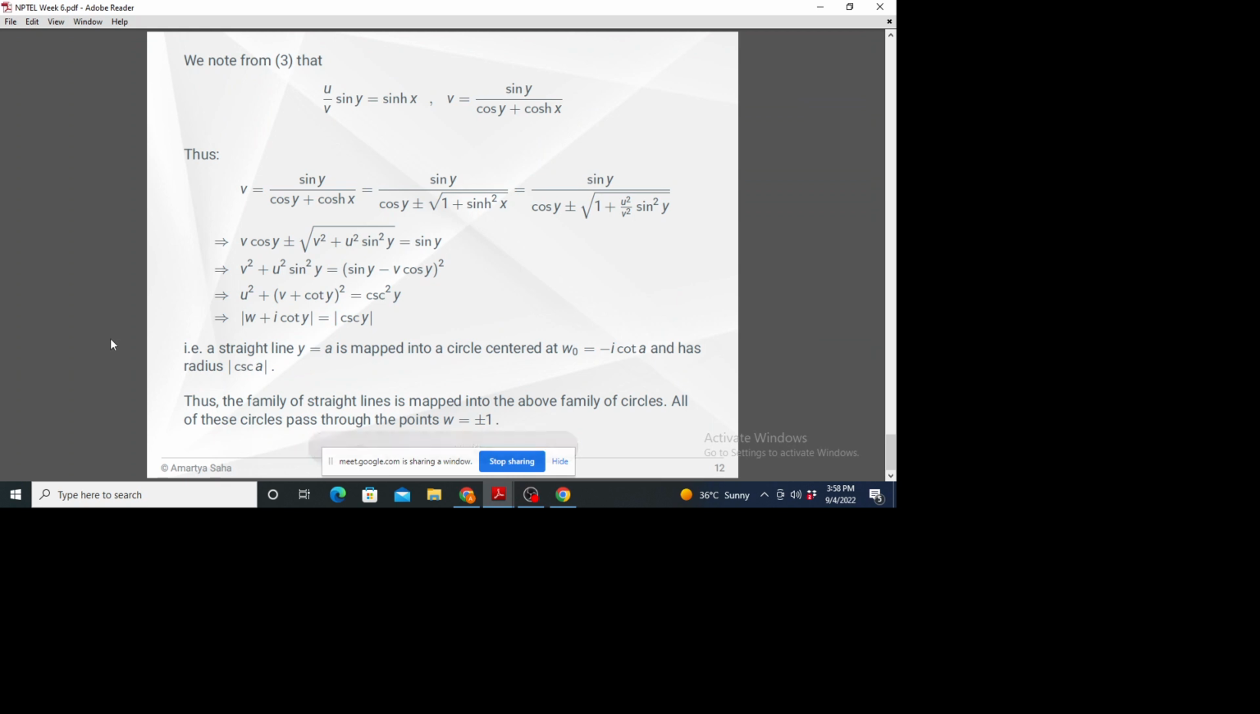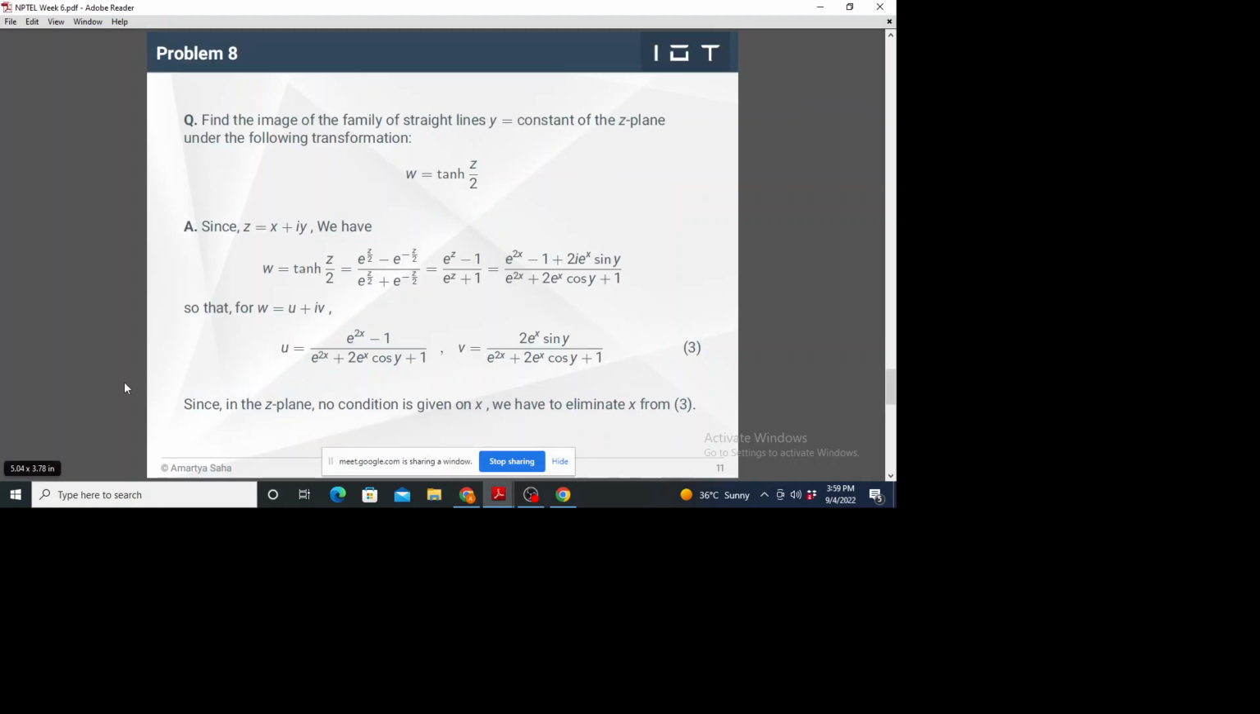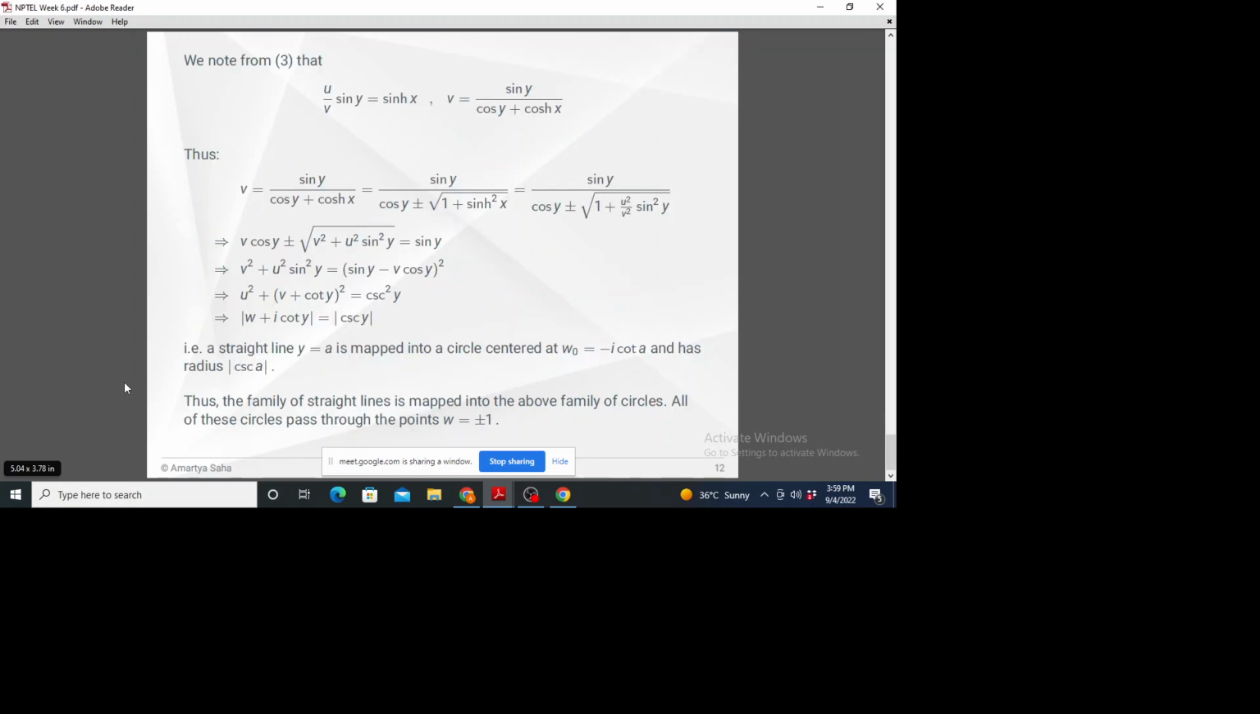That is a side note, but all of them have to pass through these two points. So the family of straight lines is mapped into the family of circles with defined radius and defined center, but they have to pass through these two points, W equal to plus minus 1. So that concludes today's session.